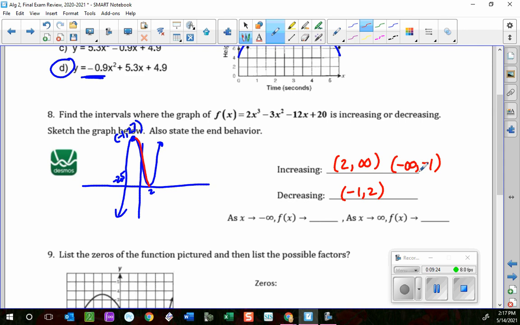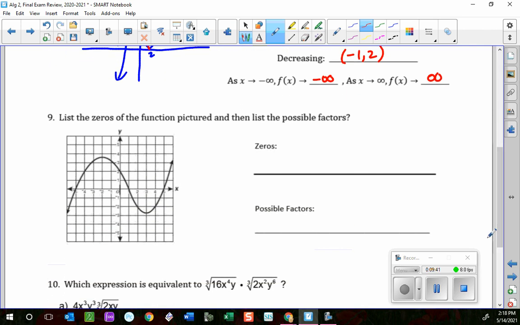Okay, the end behavior, as x goes to negative infinity, so when we're on the left-hand side, the graph is going down, so that's negative infinity. As x is going to positive infinity, on the right side, this graph is going up. So there we go.